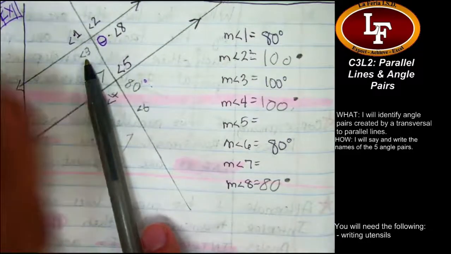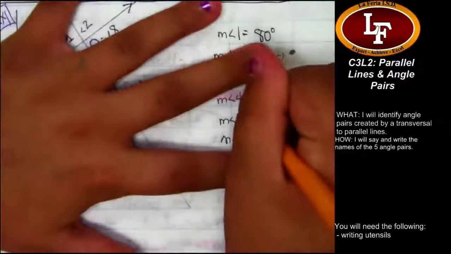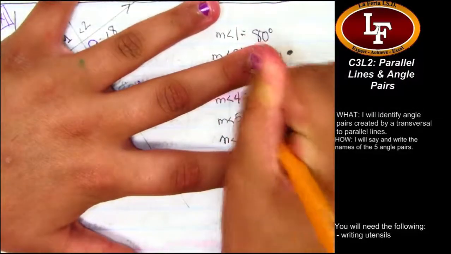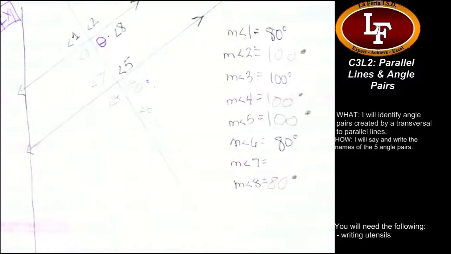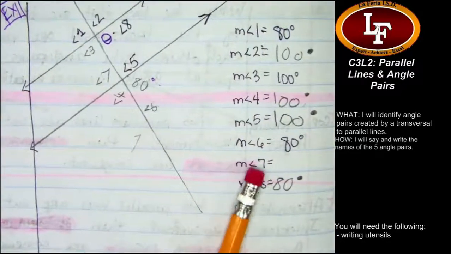Angle 5 is alternate interior to angle 3, so it's also 100 degrees. Alternate interior angles are congruent, and so it is also 100 degrees. Are we done? Did we fill them all? Nope, we need angle number 7.